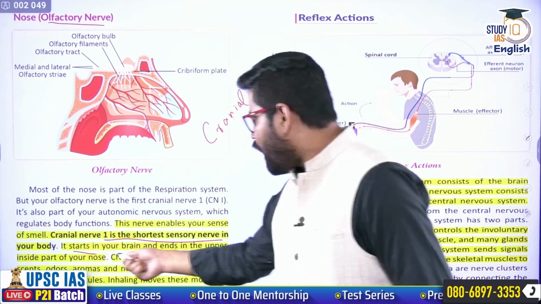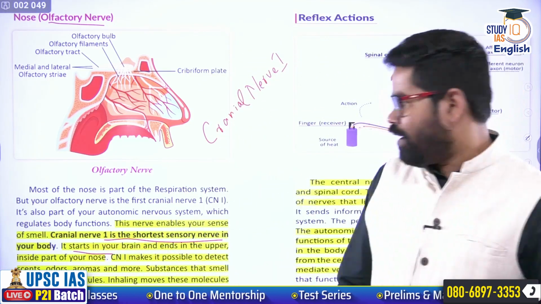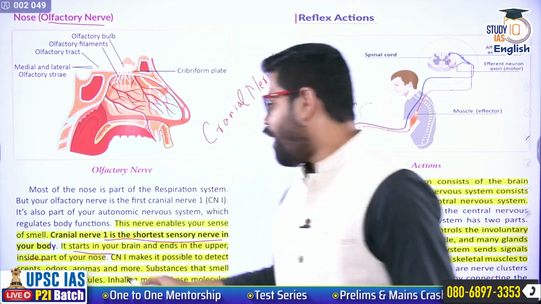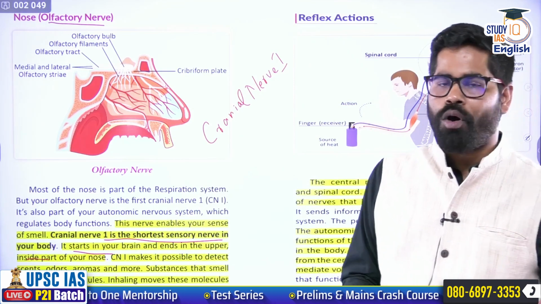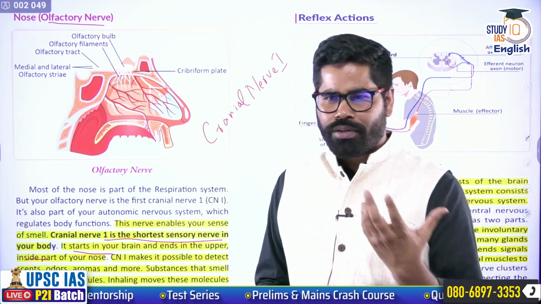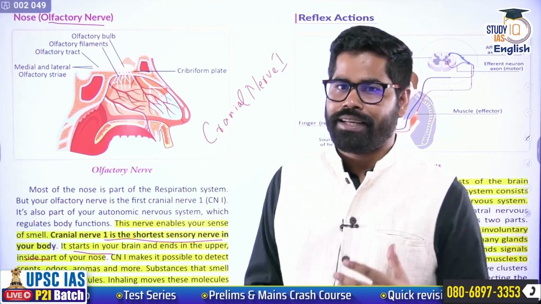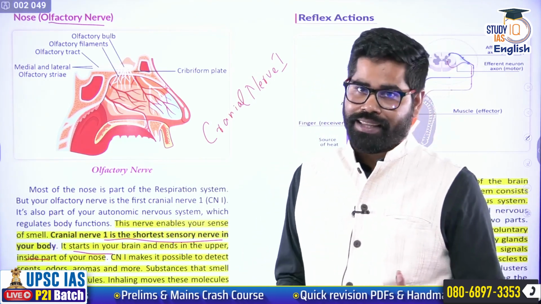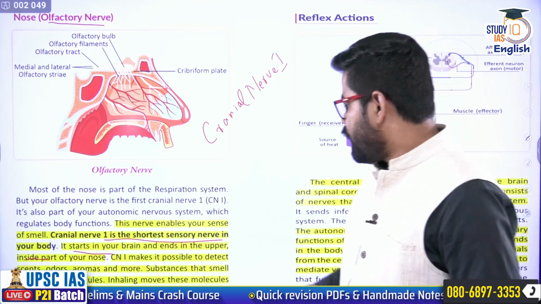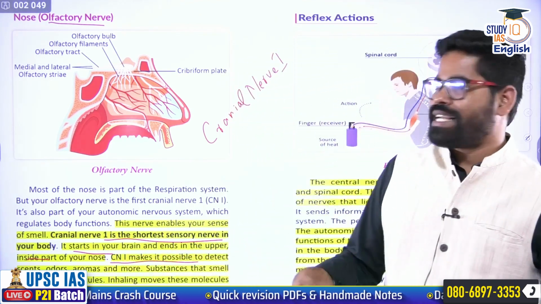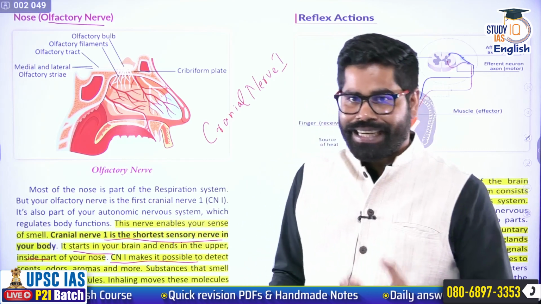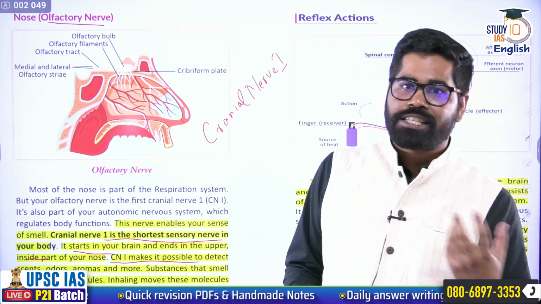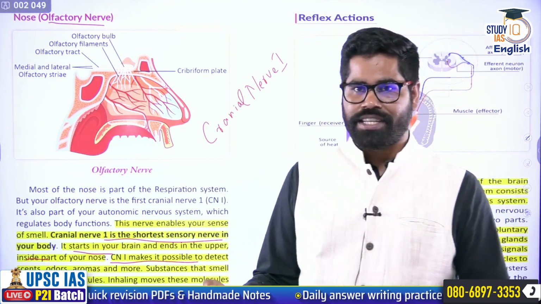Basically, it starts in the brain and ends in the upper and inside part of the nose. So it is a very small nerve. We have talked about nerve cells or neuron cells earlier also. Sometimes its length can extend even up to 1 meter. So this CN1 basically helps us to detect the scent, odor, or smell of the different objects which are there.